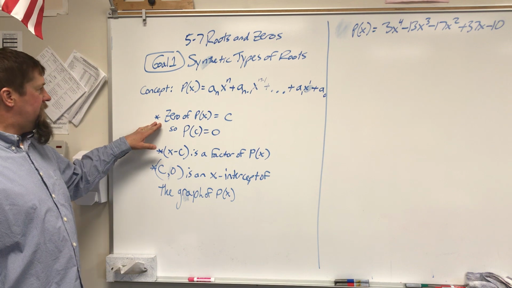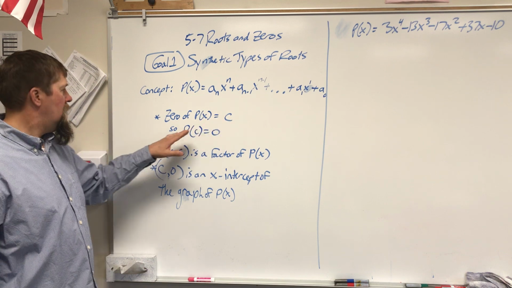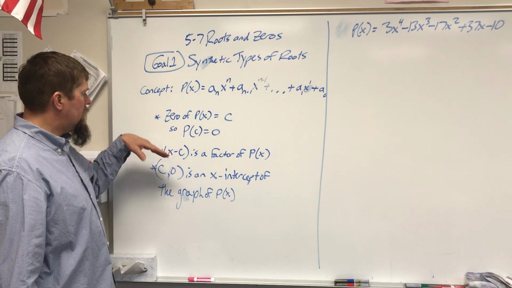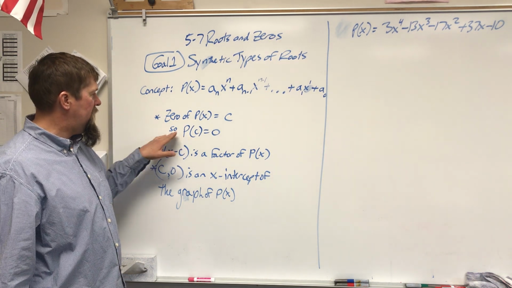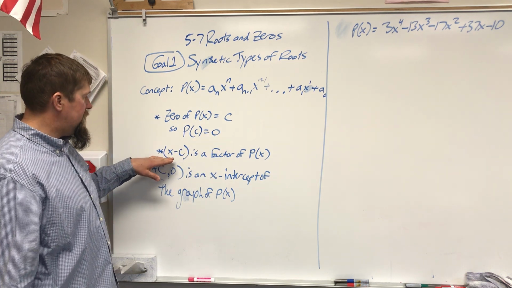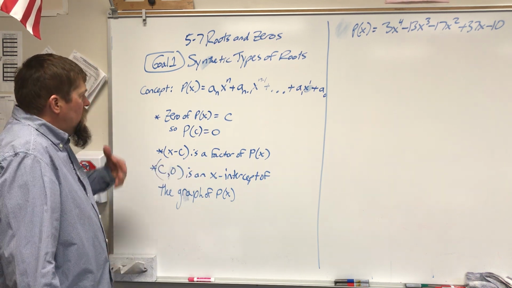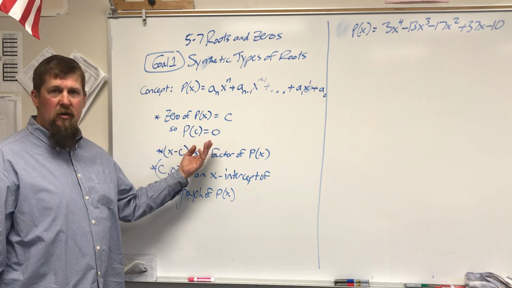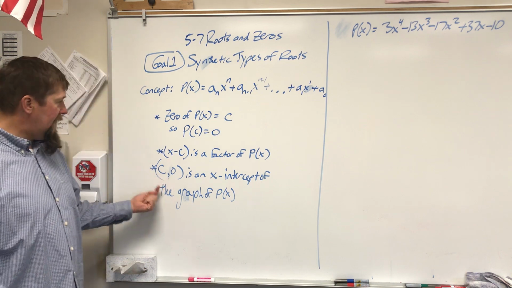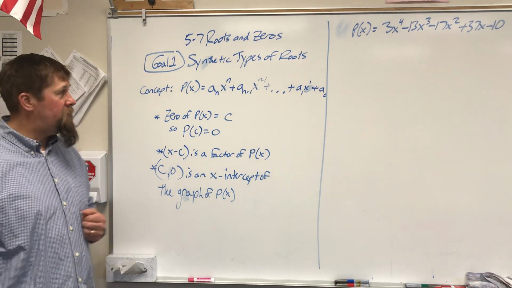It says here that if a zero of P of x is c, we know by the factor theorem that P of c equals 0. We also know that x minus c is a factor of P of x. So if you know it's a 0, you know the remainder when you divide by x minus c is 0, and you know that there is an x-intercept at (c, 0) on the graph of P of x.